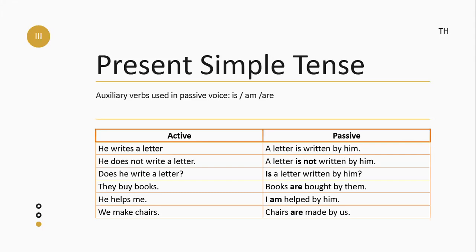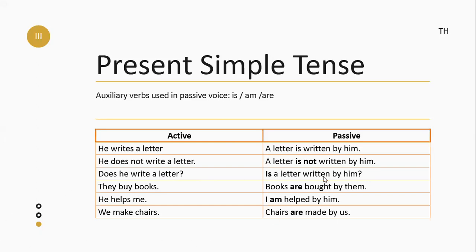So how can you make it into passive? Since we have an active voice sentence which is negative, we can also say a letter is not written by him, right? So then we are going to move on to a question active voice sentence, like a question sentence. Does he write a letter? So how can we make it into passive? Then we say, is a letter written by him?